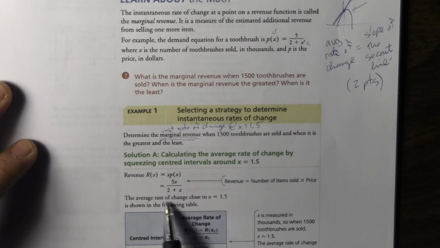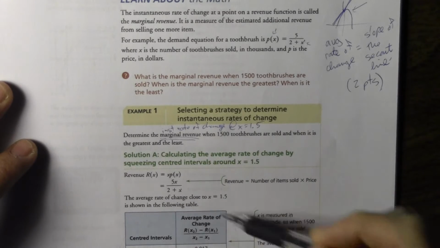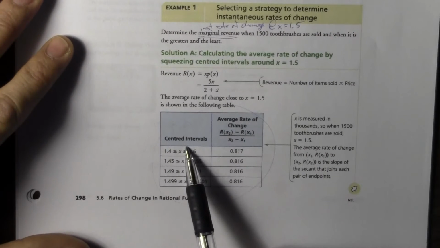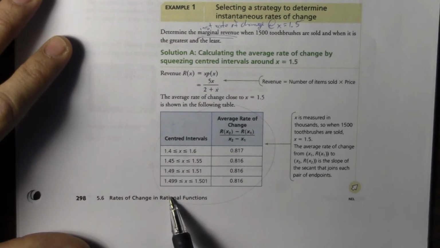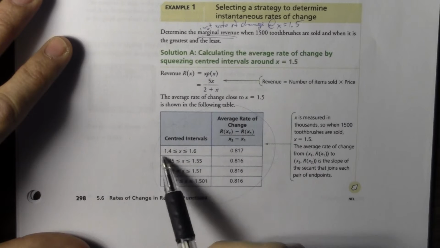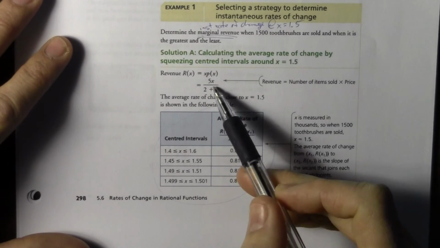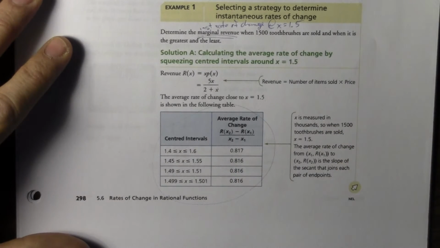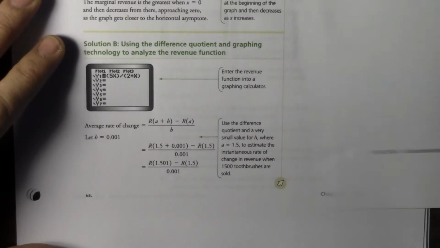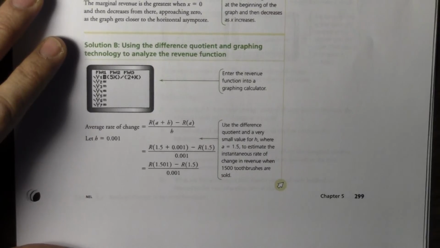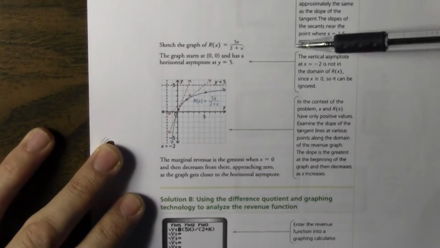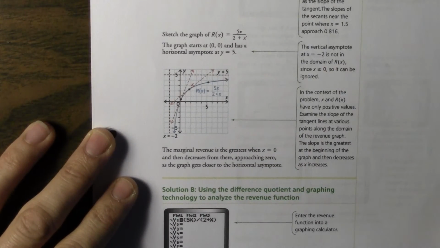Now we can get the average rate of change close to x at 1.5 by using the following table. So there are our centered intervals. I'm not even sure why they show this. This is just a bit of a review, we're just doing average rate of change. You pick 2 points on either side of the point of interest. But really, we should be going for the instantaneous rate of change, so for this problem we could have used the difference quotient. I'm not sure why they don't initially. They end up using it later down here.